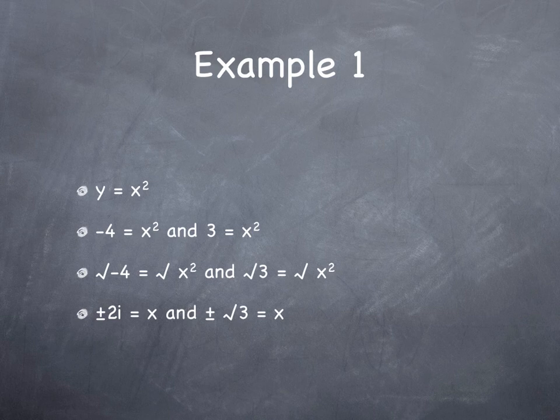So your solutions are plus or minus 2i, because when you take the square root of a negative number, that number becomes imaginary, which is represented by i. And also, when you introduce a square root, you have to put plus or minus in front of the solution for it to be true. So your other solution is plus or minus the square root of 3, for the same reasons as before.